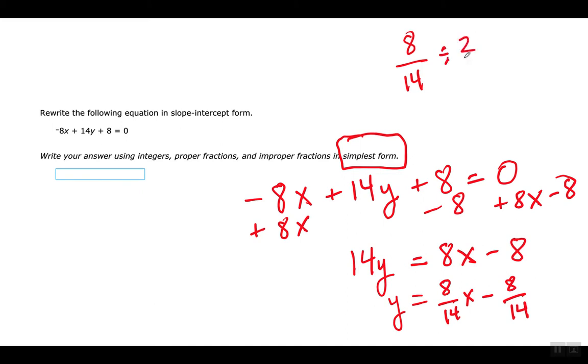If you divide the top and the bottom by 2, that'll simplify it to 4 over 7. All right, so my final answer is going to be y equals 4 over 7x minus 4 over 7.